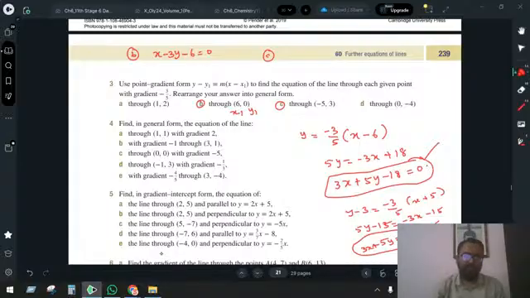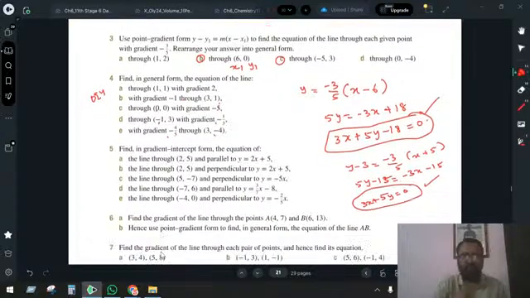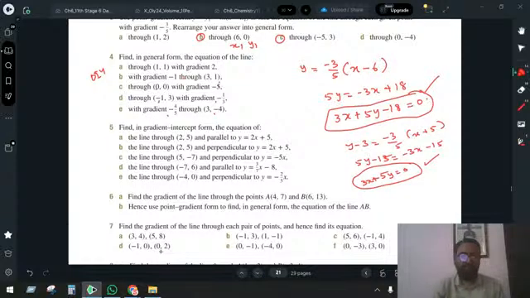Next, see here, the general form of the equation, same thing. Point gradient. That's it. Okay, so it is DIY. You have to do it. Next, here points are given. For the gradient, he's making a condition. So what is the gradient here?